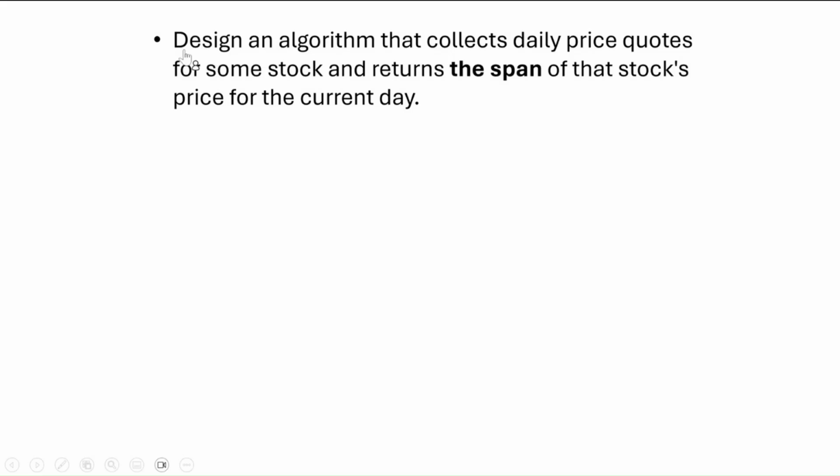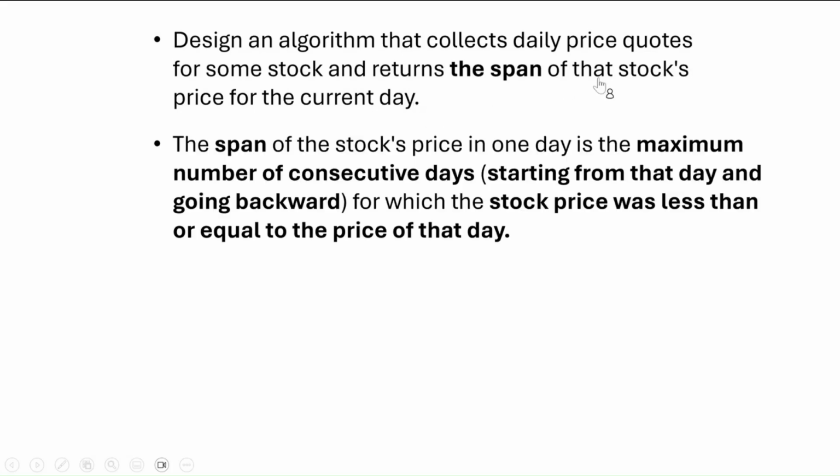The problem statement mentions that we need to design an algorithm or a function that collects daily price quotes for some stock as an input and returns the span of that stock's price for the current day. What is the span of the stock? The span of the stock's price in one day is the maximum number of consecutive days. Please note, consecutive days, starting from that day or the current day and going backwards, for which the stock price was less than or equal to the price of that day or current day.